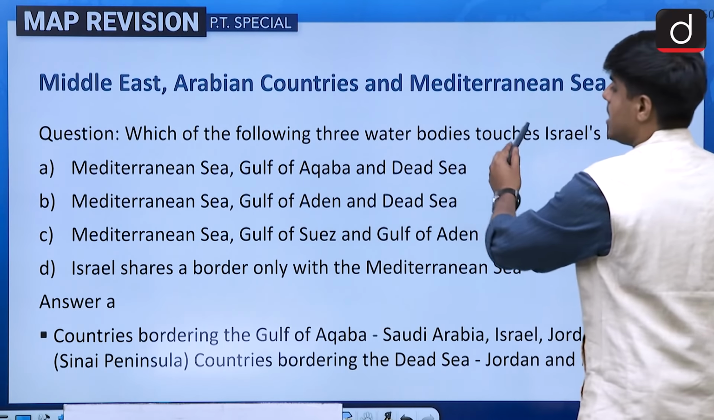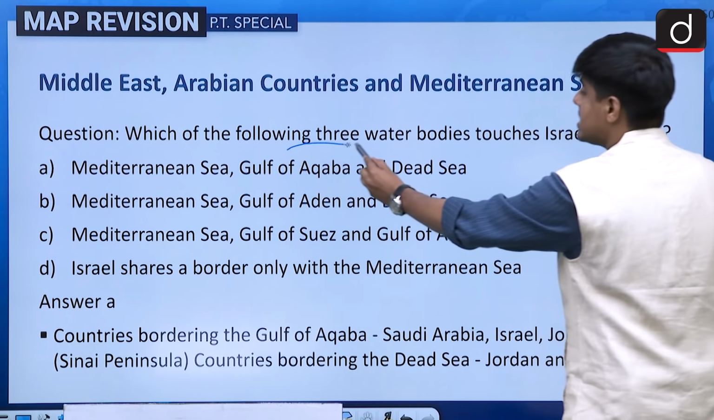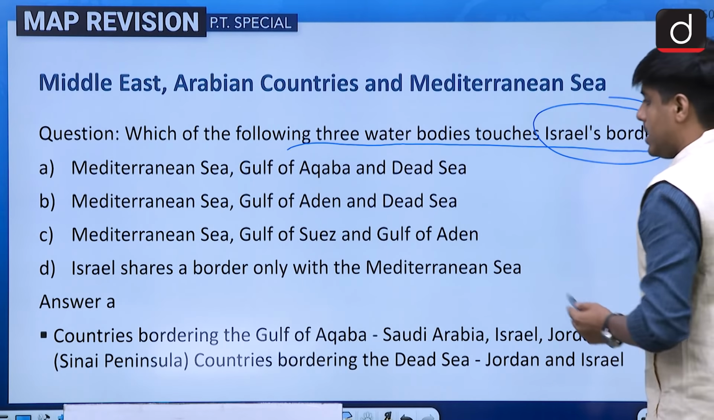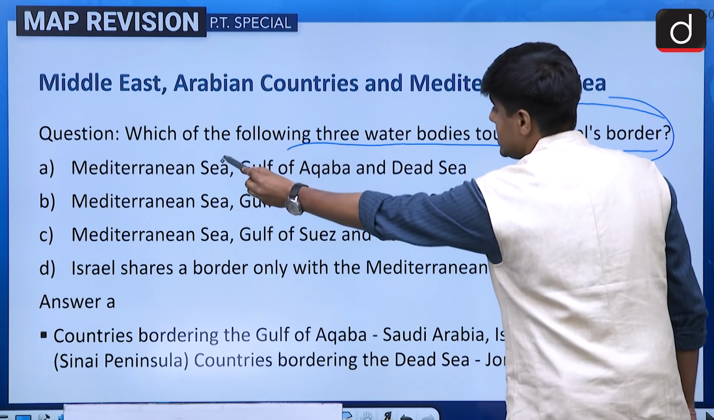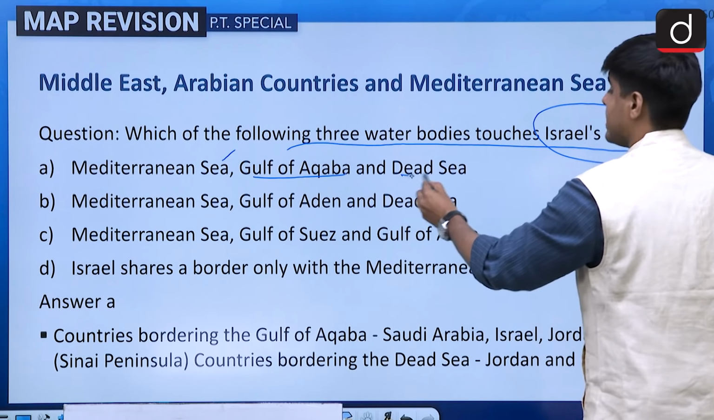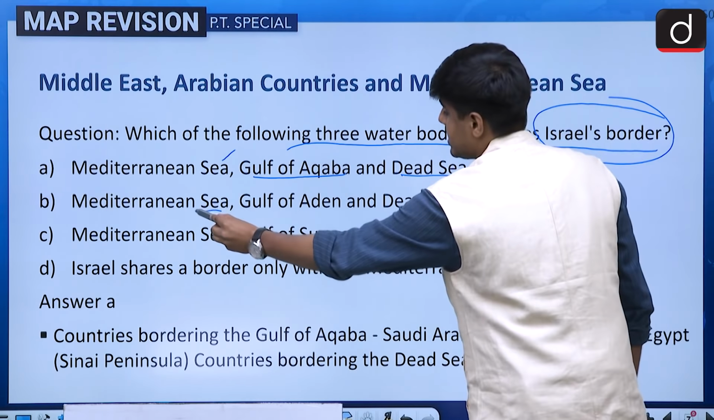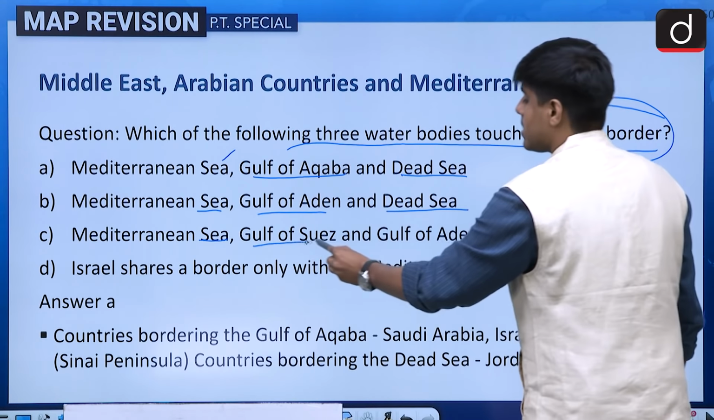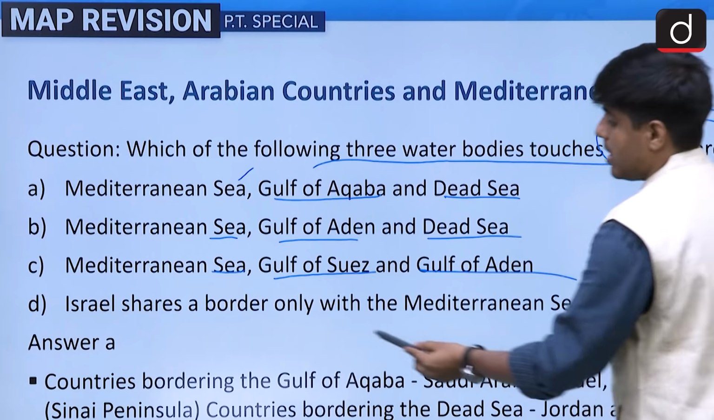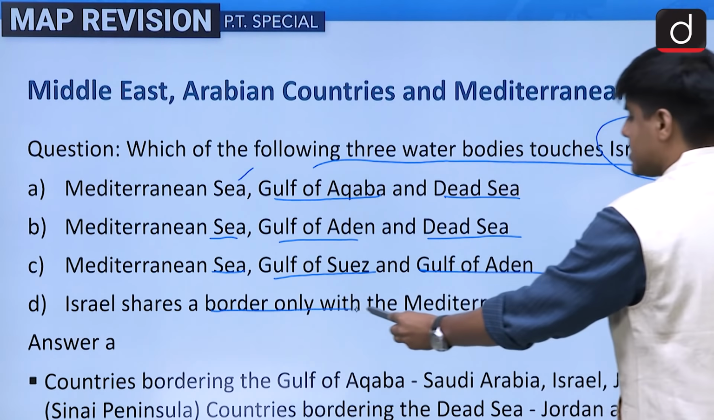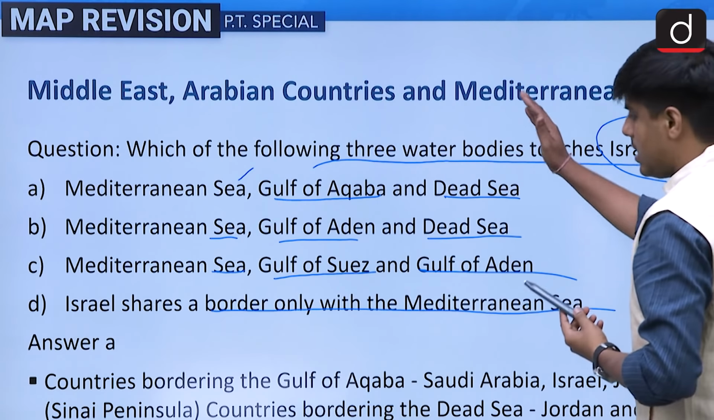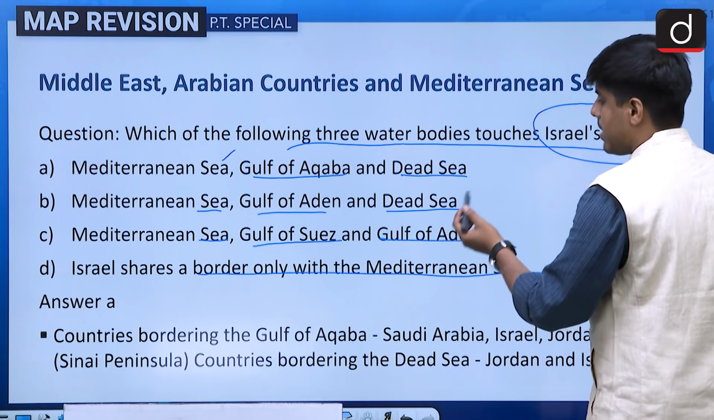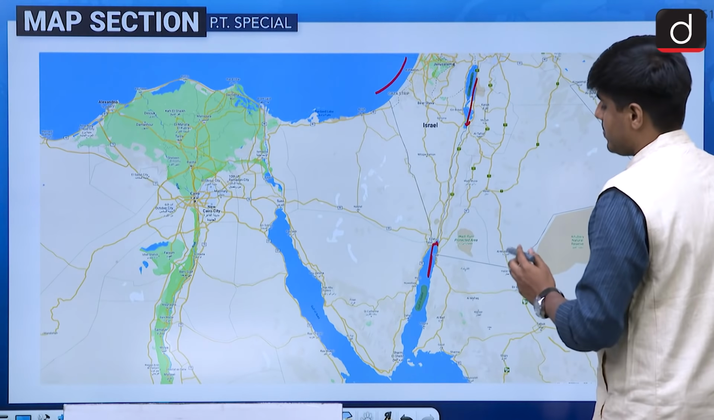Moving on further, let's assume a different question. Which of the following water bodies touch Israel's border? The options are Mediterranean Sea, Gulf of Aqaba and Dead Sea. Mediterranean Sea, Gulf of Aden and Dead Sea. Mediterranean Sea, Gulf of Suez and Gulf of Aden. And Israel shares a border only with the Mediterranean Sea. So we have these options. Now we can reach a conclusion by looking at the map of Israel.